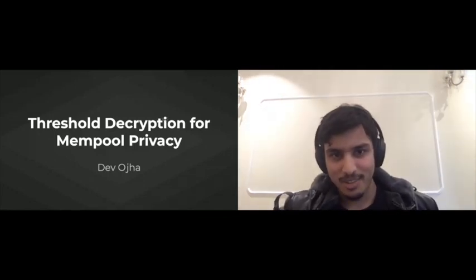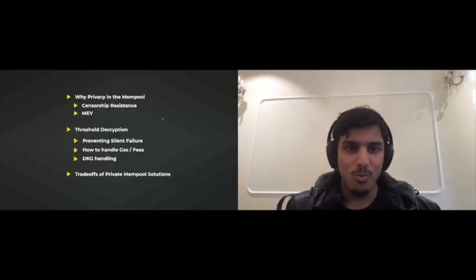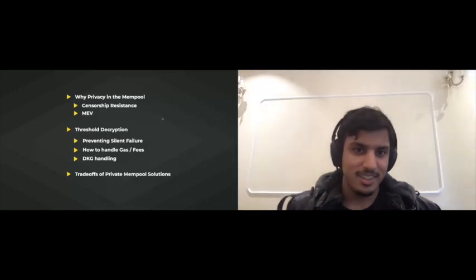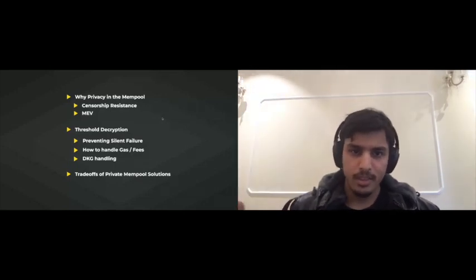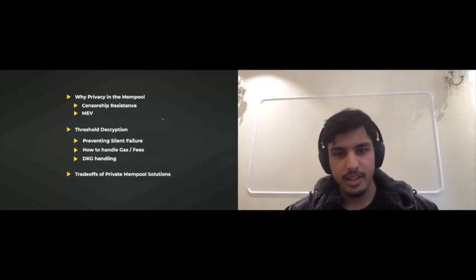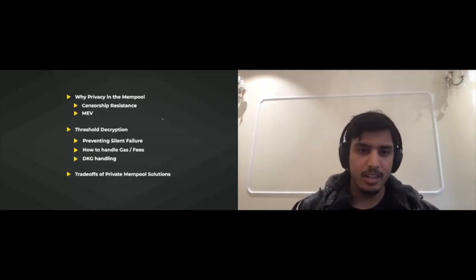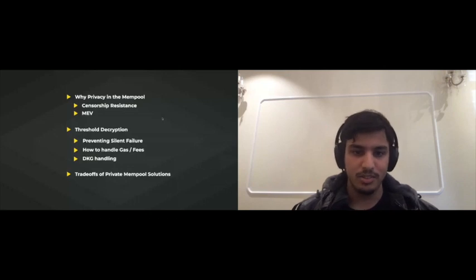So here's the plan for the talk. First, I want to motivate what is privacy in the mempool and why do we care? And it's just going to be two reasons: censorship resistance and MEV. Then I want to talk about what is threshold decryption and some of the subtleties that I don't think have really been gone into, like preventing silent failure, which I'll explain later, how to handle gas and fees, and some notes on the DKG. And then I'll conclude with a slide on the trade-offs of different private mempool solutions.